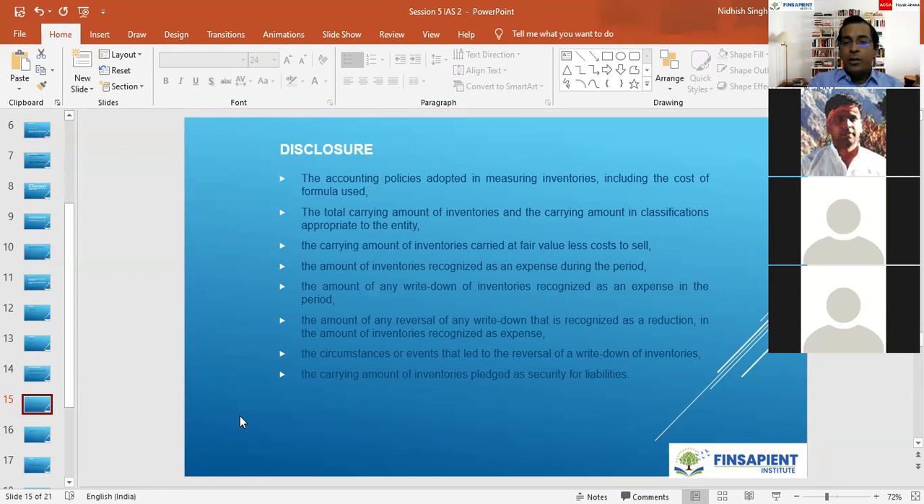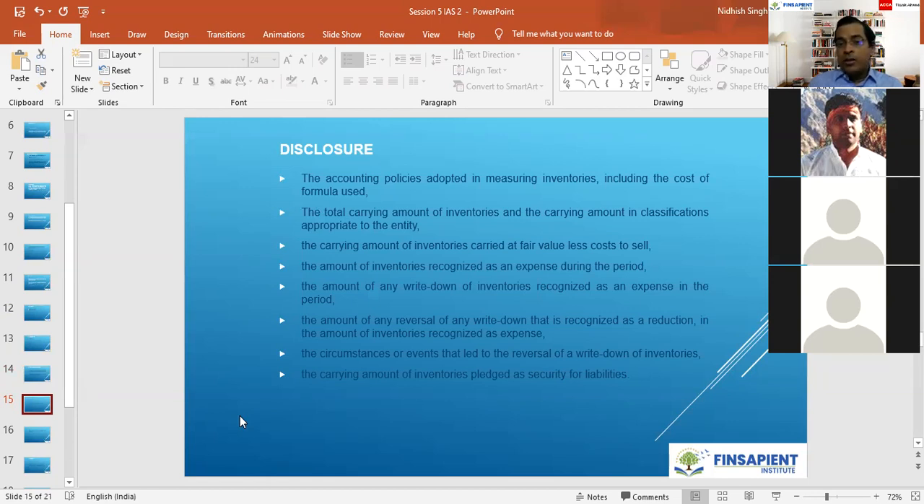Circumstances or events that lead to the reversal of a write down of inventories. Now, that's the interesting part. When there is a write down of inventory, that means the carrying value was higher than the NRV. There could be a situation when there is a reversal as well. When the reversal happens, the expense or the impairment which was recognized in the P&L is reversed. In that case, you make a positive entry, a credit entry to the P&L, for the reversal of write down. That means the inventory has appreciated again.